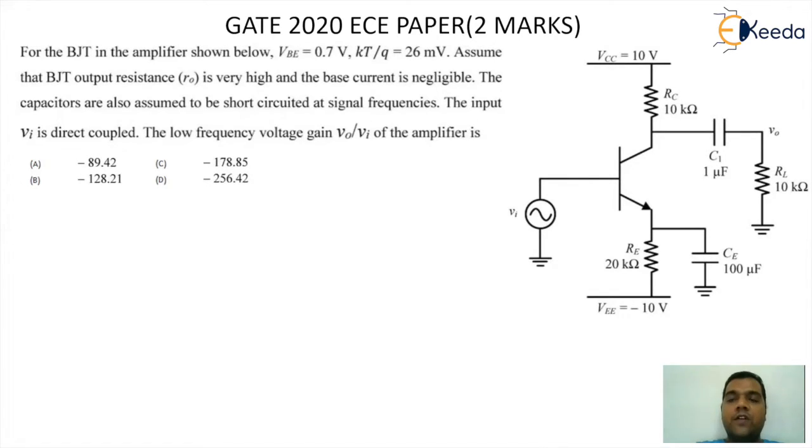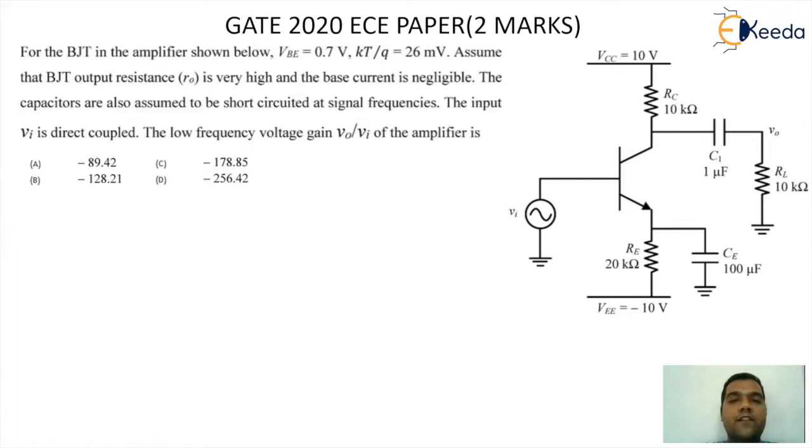So if you observe the question carefully, they are asking us to calculate the low frequency voltage gain VO by VI. But they have given an indirect hint regarding the impact of capacitor. The capacitors are assumed to be short circuited at the signal frequency. So as per the data, we are supposed to calculate the low frequency voltage gain VO by VI of the amplifier.